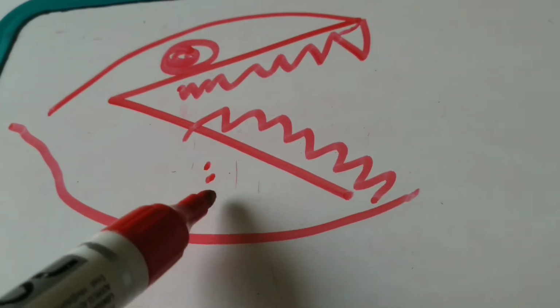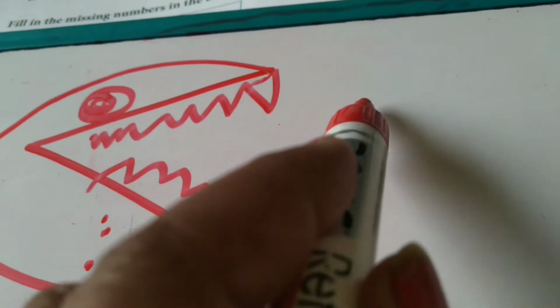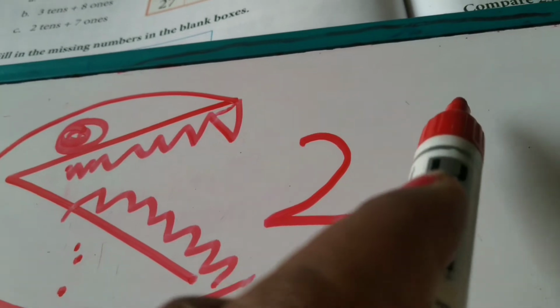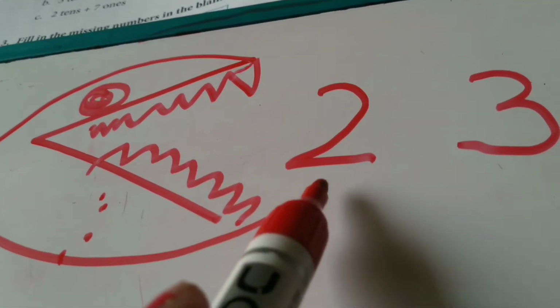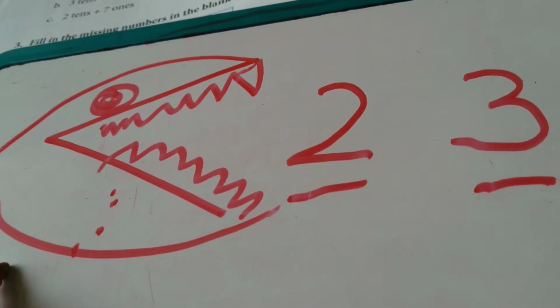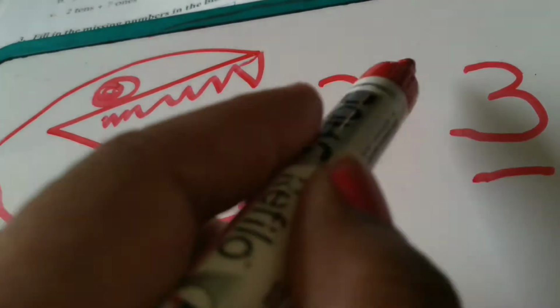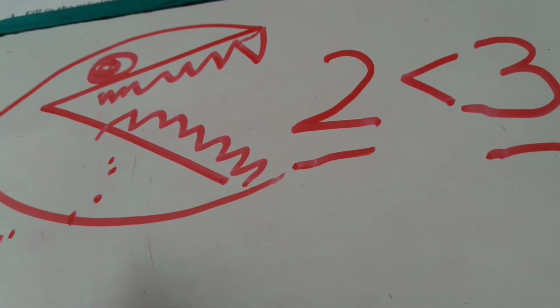Whenever the alligator is hungry, we will serve him numbers. Suppose I have 2 and 3. So the alligator is very hungry, right? Will he eat the smaller number or will he eat the bigger number? He is very hungry, so he is going to eat the big number, right? The alligator is going to eat the big number.